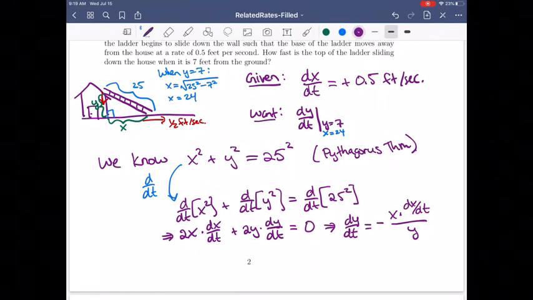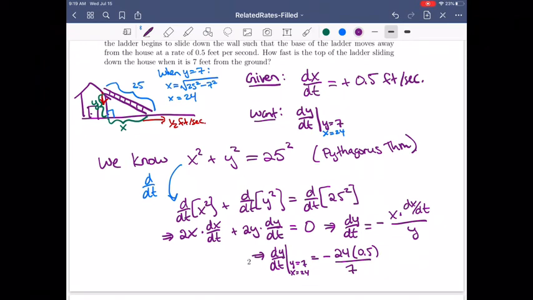So that means dy/dt, when y equals 7 and x is 24, is going to be negative 24 times 0.5 over 7. This is actually negative 12 over 7, which is approximately negative 1.7. This is feet per second. The units are the same as they were for x because it's just the length changing, so the length is in feet and the time is in seconds.